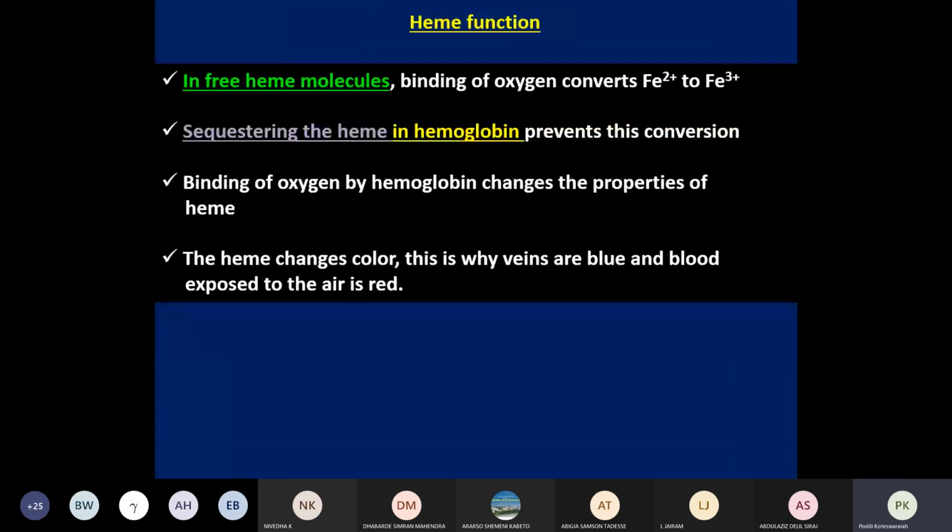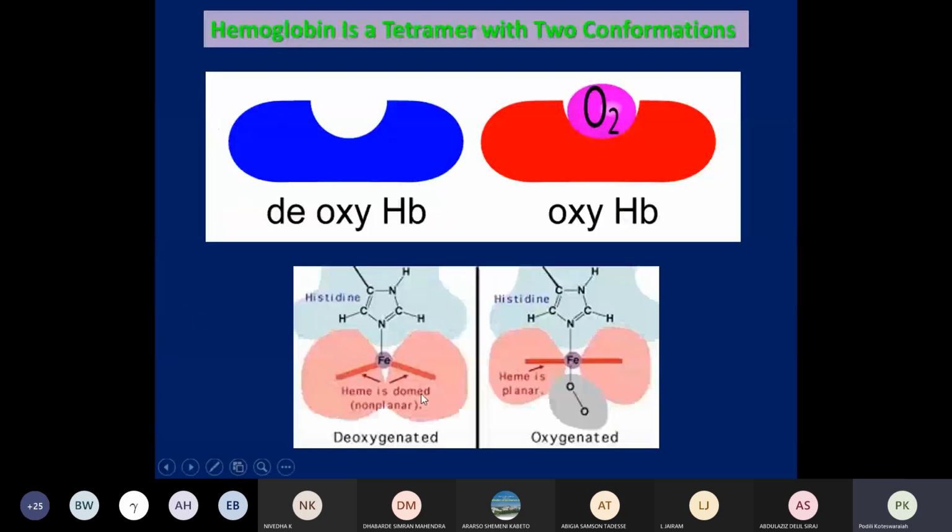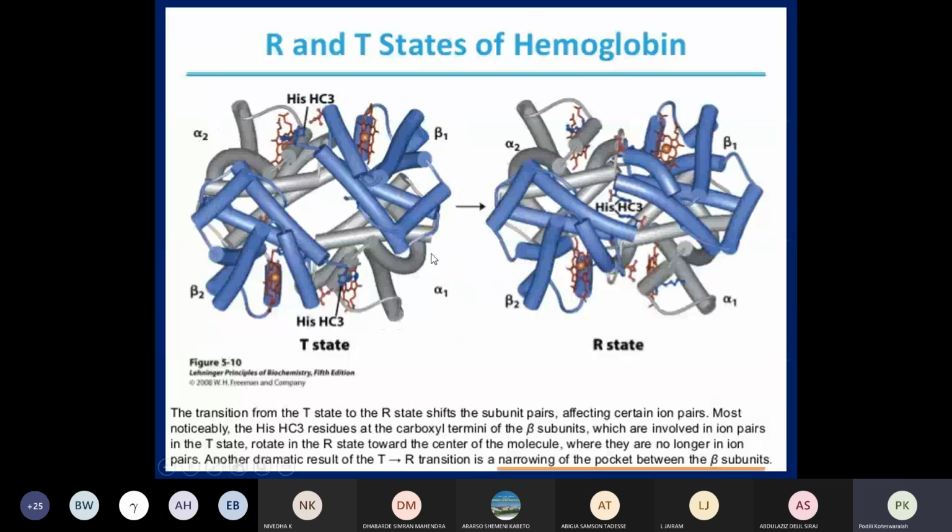Hemoglobin exists in two states: one is the oxy state, the second one is the deoxy state. In the deoxy state, also known as deoxyhemoglobin, it is also known as the T state or tensed state. Whereas the O2 bound form of hemoglobin is the R state, also known as the relaxed state or oxyhemoglobin. So the T state is nothing but deoxyhemoglobin, whereas the R state is nothing but oxyhemoglobin.